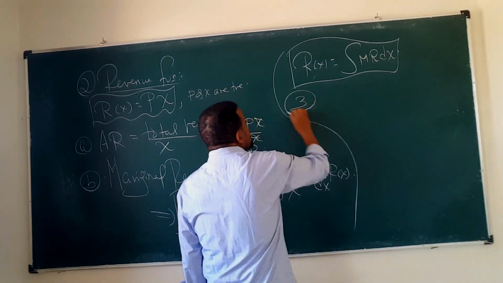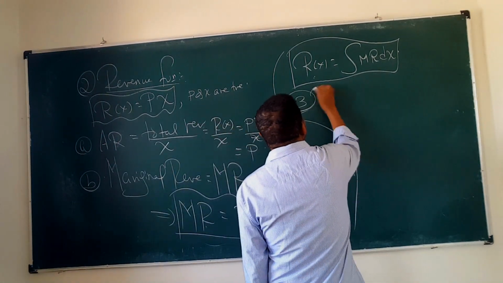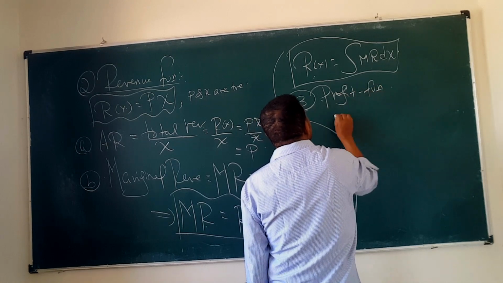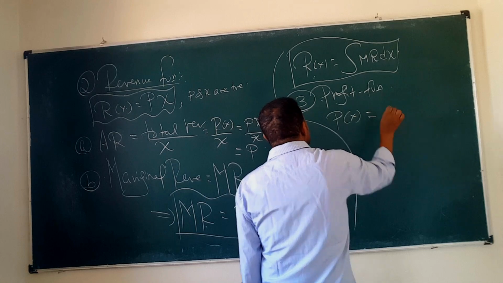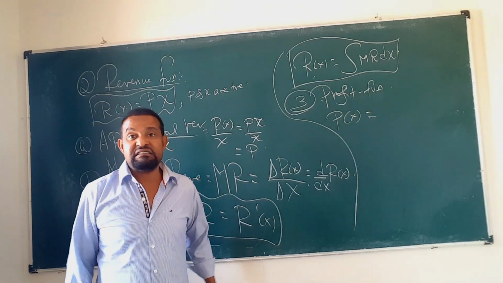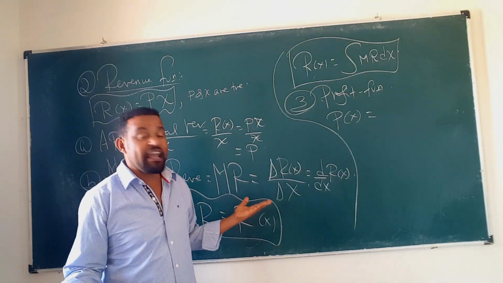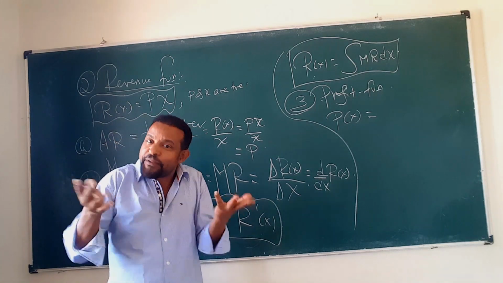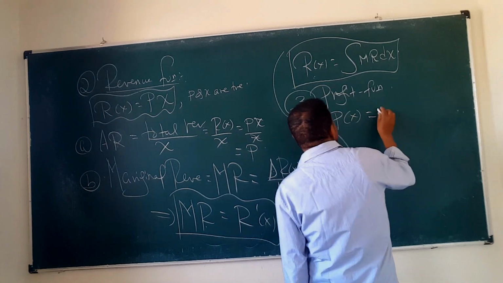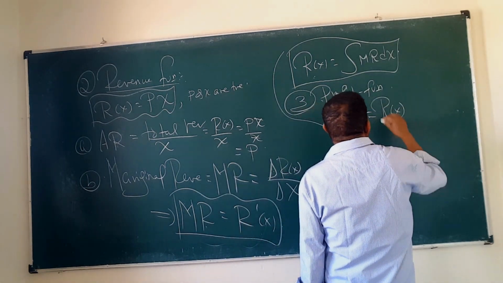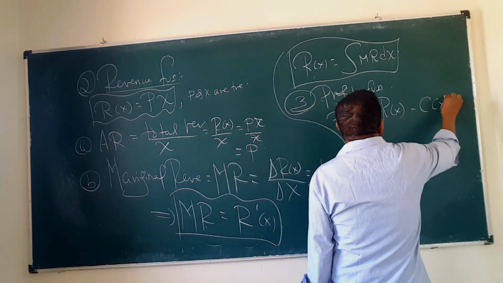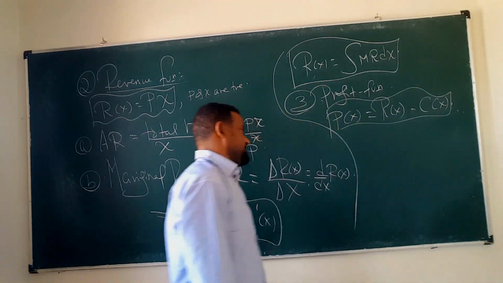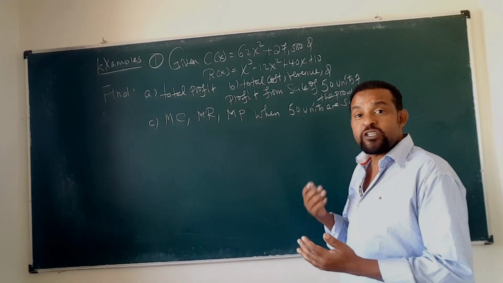And the third terminology that you should remember is the profit function, which is denoted by P of X. So the profit function is, as the word itself indicates, the difference between the revenue and the cost. So the profit function is R of X, the revenue function, minus the total cost function. So let's do an example.